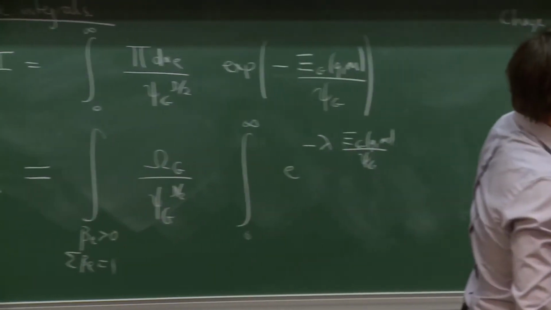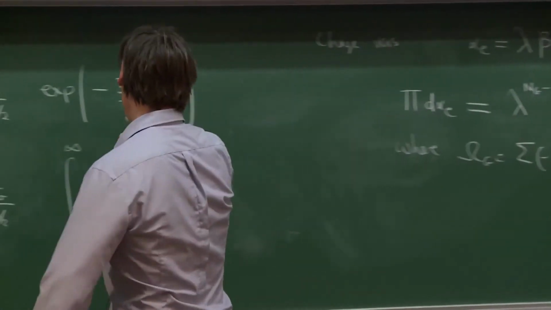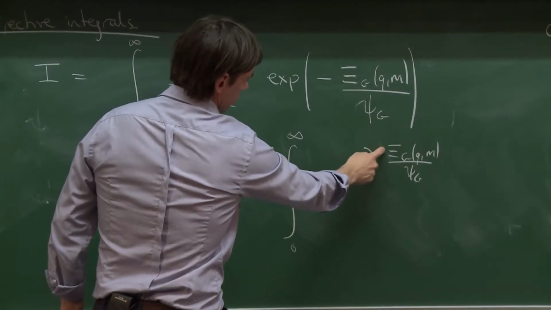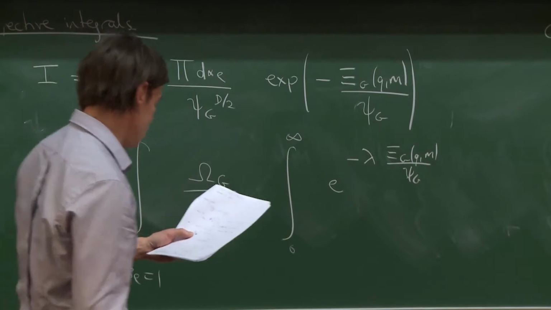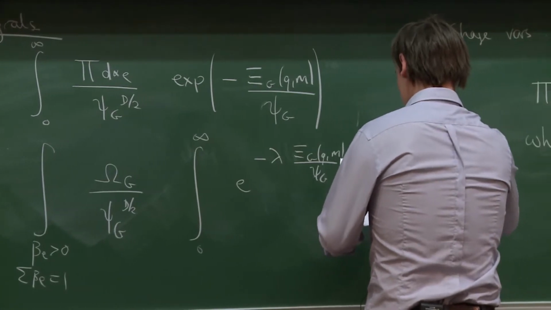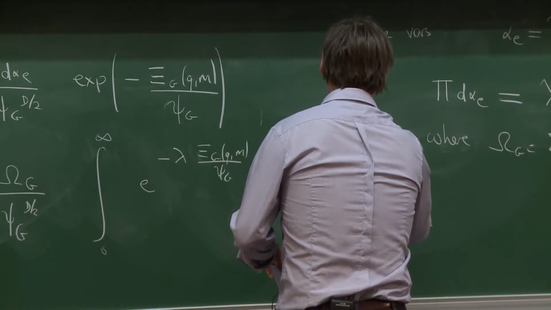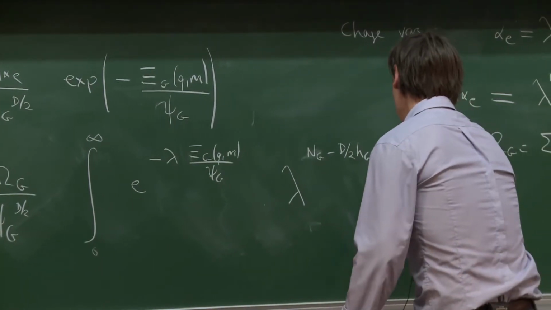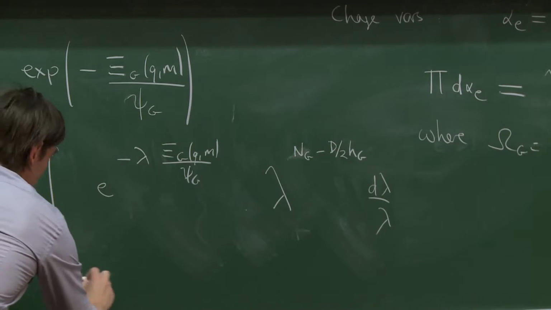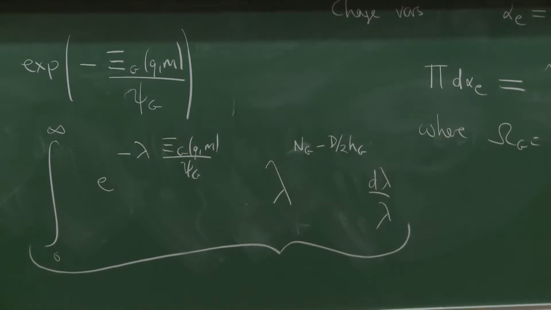So from here over here, because the degree of the psi polynomial is exactly one more than the degree of psi, when you scale all the alpha parameters by lambda, it will produce exactly one lambda coming out, because the degree here is exactly one more than the degree there. And we get lambda to the minus ng minus d over 2 hg, d lambda over lambda. So this integral here we can do, and it's the final step, the final integral that we need to do.